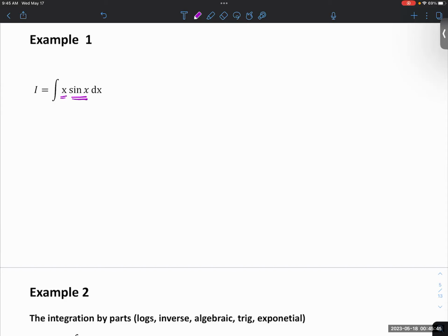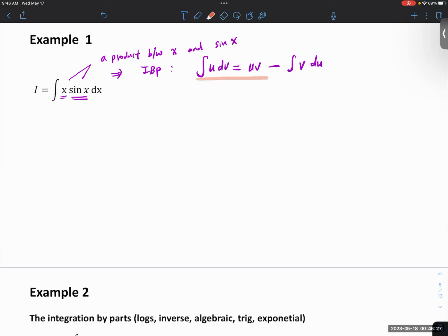It's not going to be solved by the substitution method because I don't see any sub-function. Therefore, we have to think about another relationship, another perspective. What's going on with x and sine x? Oh, they're multiplying. So this is definitely a product, right? They're multiplying, a product between x and sine x. Therefore, I see the product of two functions. We're going to use the IBP method. It says that we just proved that the integral of u dv equals uv minus the integral of v du. This is the formula we just found.